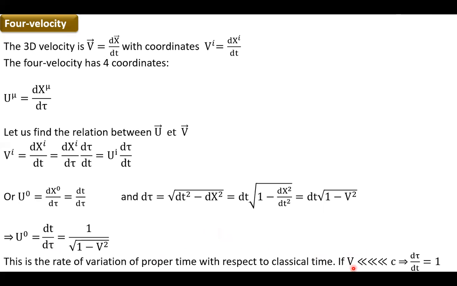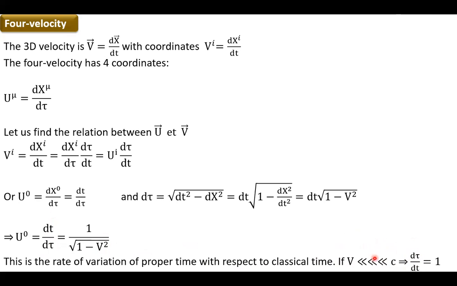Of course, if v is very, very small with respect to c, so in classical velocities that are very negligible in front of c, your d tau over dt or dt over d tau becomes 1, because here v squared is the v squared over c squared. So it goes to 0. Your rate is 1, and you go back to Newton, where t and tau are the same.